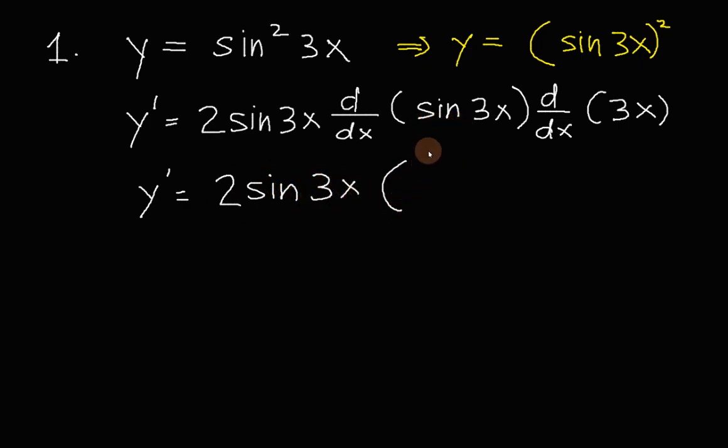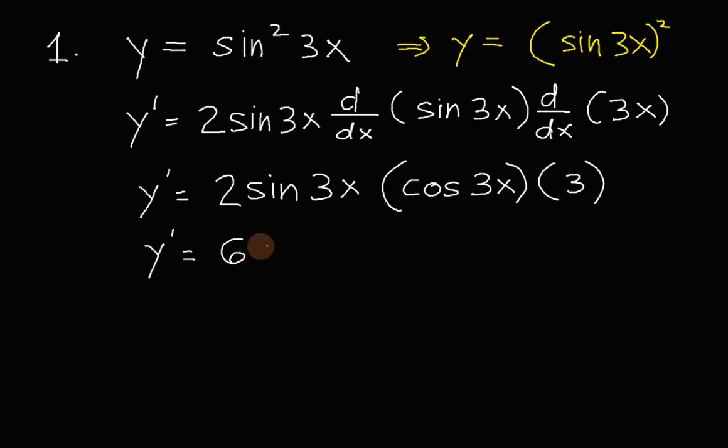Therefore y prime equals 2 sine 3x times the derivative of sine, which is cosine, so that's cosine 3x, times the derivative of 3x, which is 3. And finally, the derivative of the given function is just 2 times 3, so 6 sine 3x cosine 3x. Okay, so let's have another example.